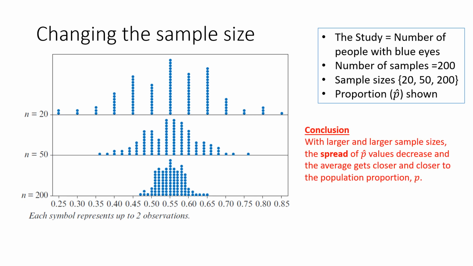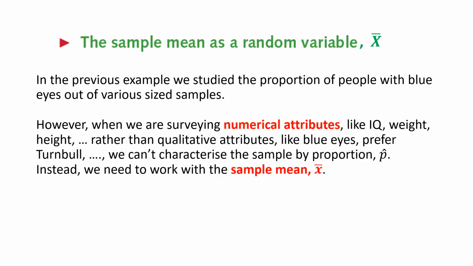So with larger and larger sample sizes, the spread of p-hat decreases and the center of it gets closer and closer to p. So hopefully that's making sense.